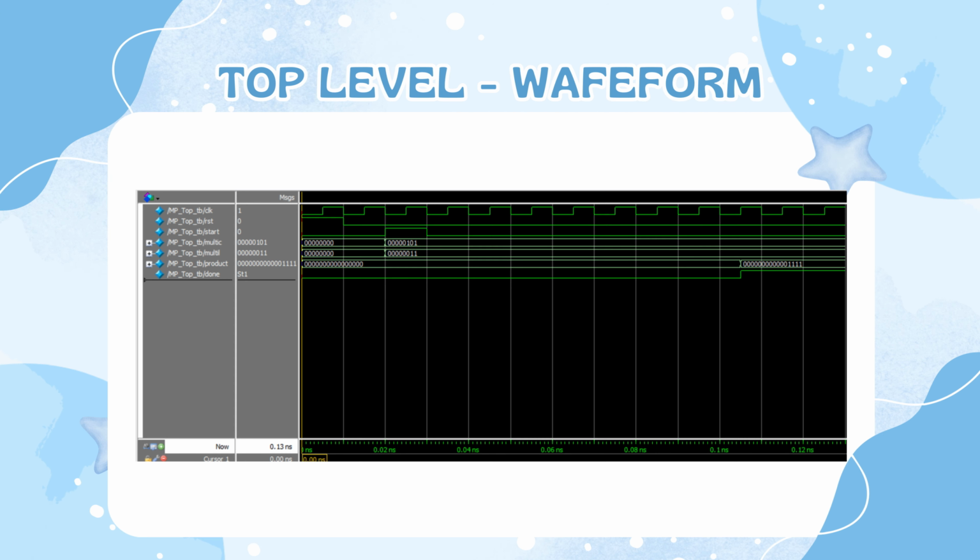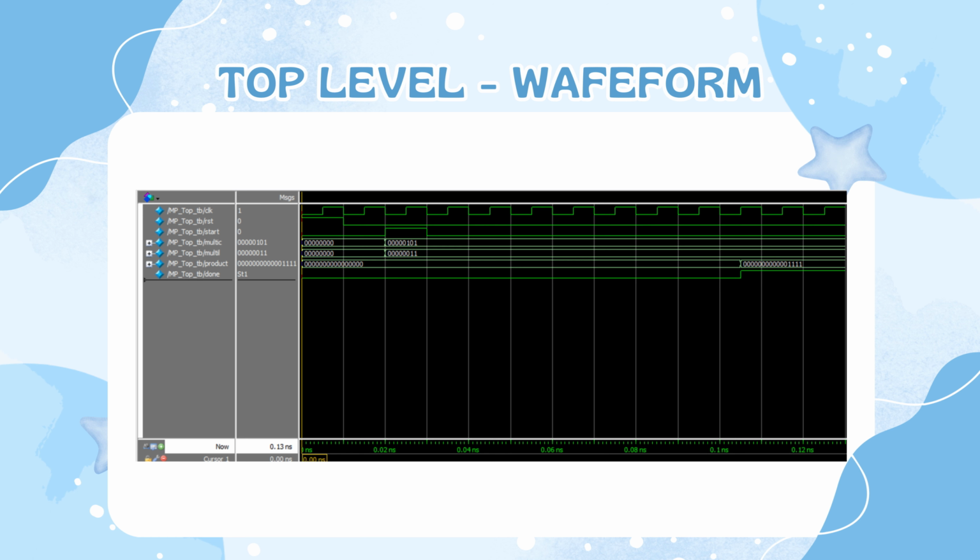Next, I will explain the simulation waveform of a simple multiplier circuit. First, let's look at the clock signal. This is the simple clock which synchronizes all operations. It continually toggles between high and low states. The reset signal is set to 0, meaning the circuit is active and not in a reset state.